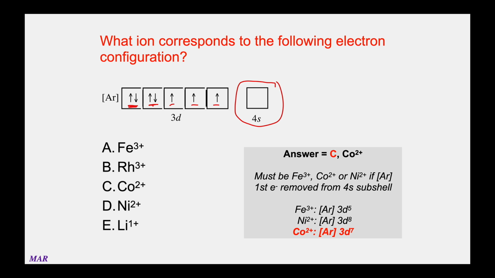That one doesn't count. And lithium plus 1 would be just a 1s2. Lithium doesn't have that many electrons, so that one wouldn't be a good choice here. The answer here is definitely going to be C.